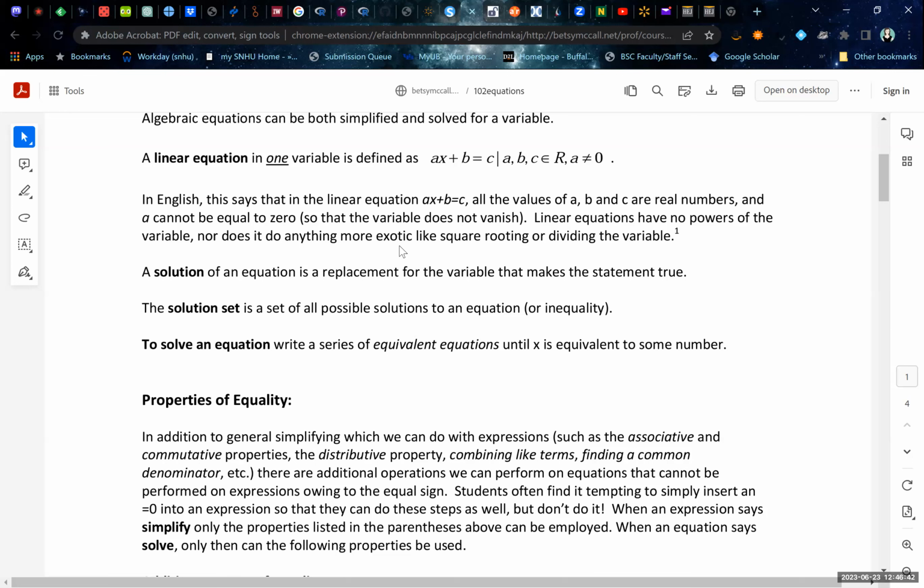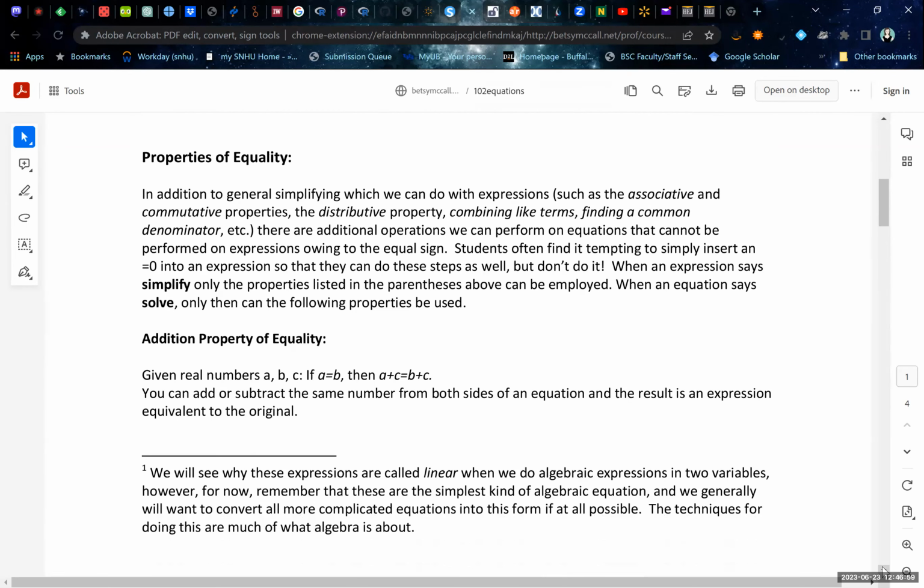And then to solve an equation, again, is a procedure where we write a series of equivalent equations until we get x is equal to something. Now, the steps that we're allowed to use in algebra that we cannot use when we're simplifying expressions have to do with properties of equality. And so these properties are essentially algebraic truths, algebraic things that we are allowed to do to manipulate an equation in order to simplify it down to x equals a number.